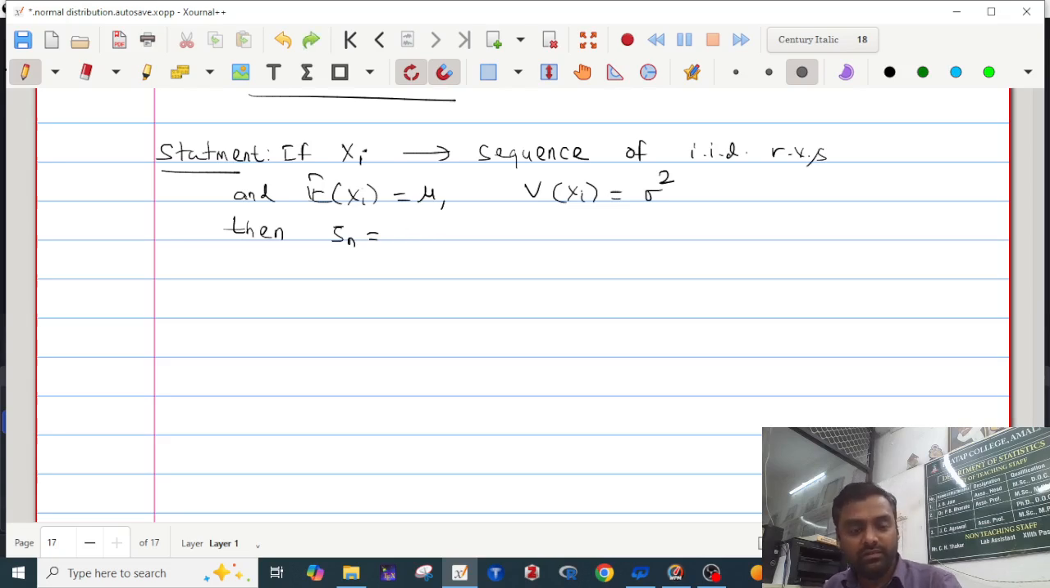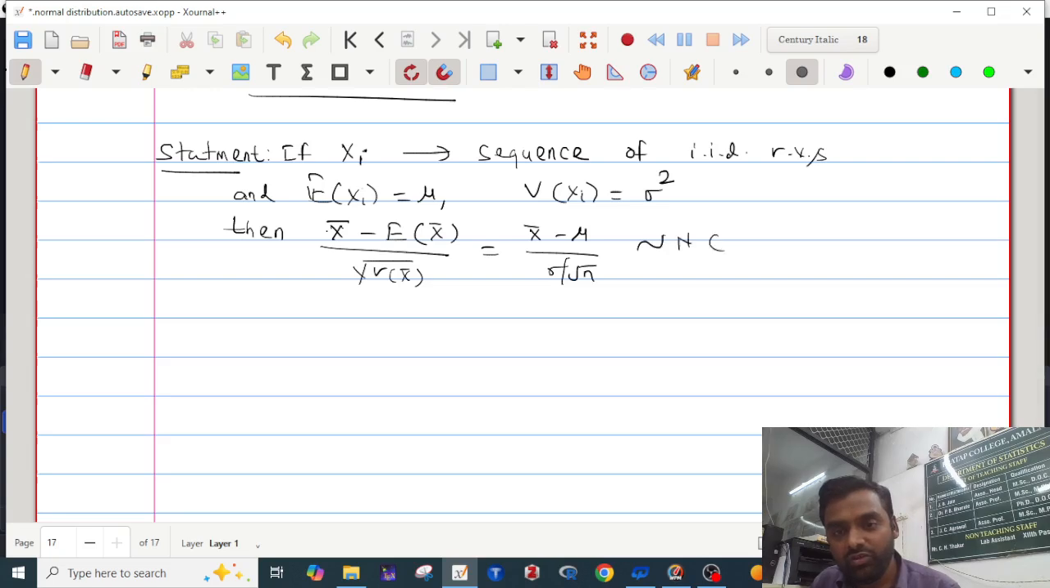rather than that, let's write in both forms. Then summation Xi, or we may call x bar, follows normal distribution as large n, or x bar minus expectation of x bar divided by under root of variance of x bar, which is equal to x bar minus mu upon sigma upon root n, follows normal 0, 1 distribution.